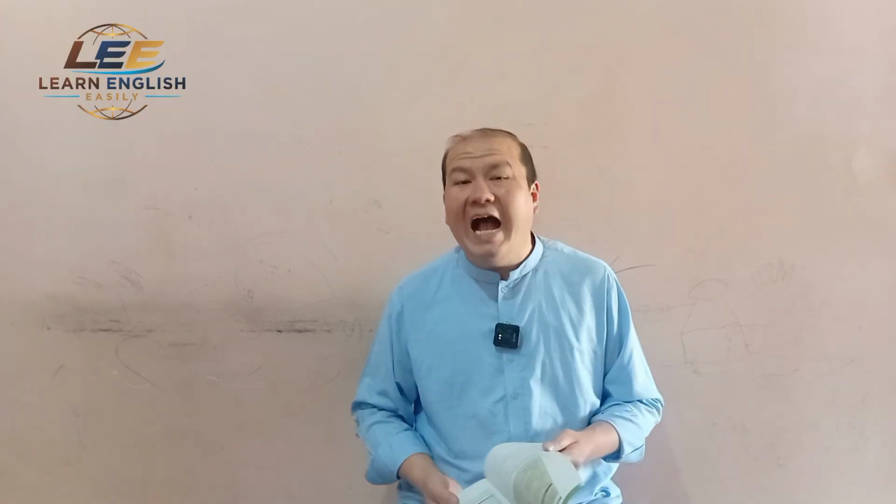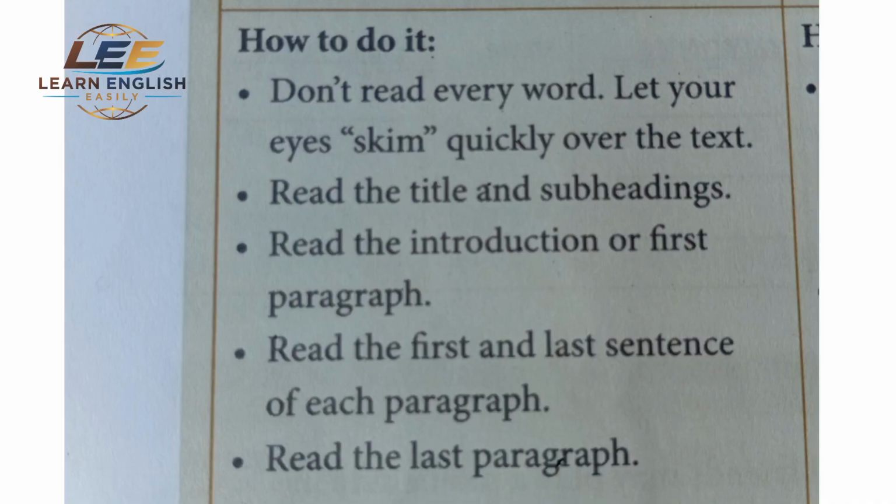Now the question is how to skim, how to do that. So we have a list here of how to do it. It says number 1, don't read every word. Let your eyes skim quickly over the text. So you don't have to read every word. It's not about reading. But you have to read some parts. Now which parts do you have to read? First, read the title and subheadings. So these 2 things you have to read. Read the introduction or first paragraph. The first paragraph you must read.